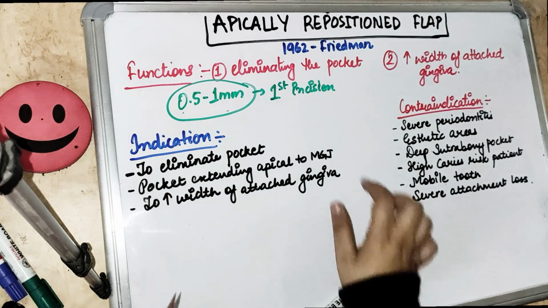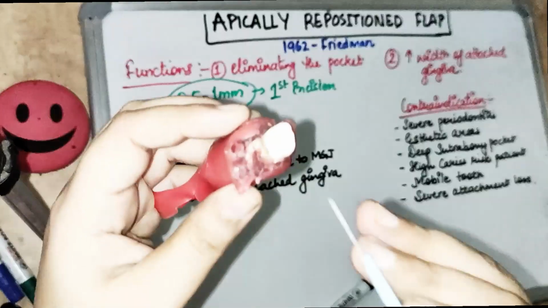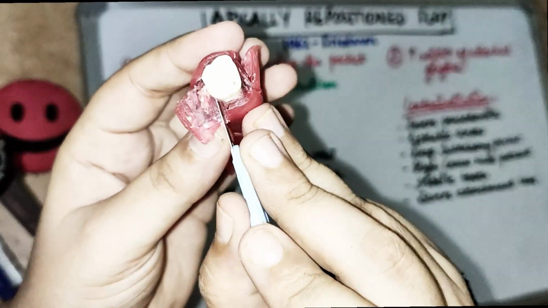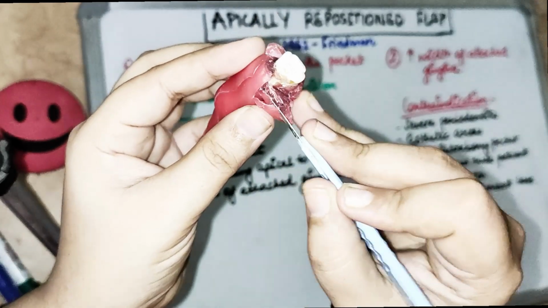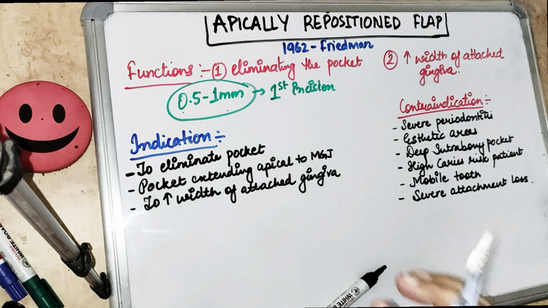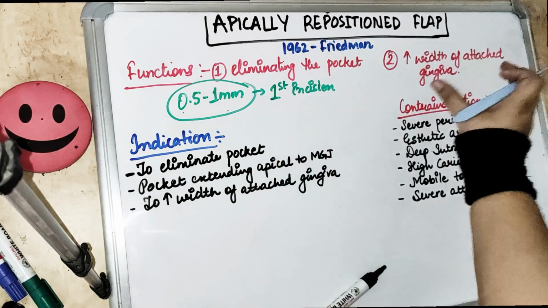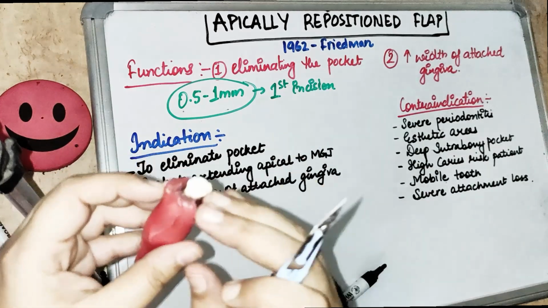So if we want to eliminate the pocket, then we will give this full thickness flap and we will do curettage and remove this inner pocket wall lining and remove all of the tissue, do the curettage after giving the releasing incision.